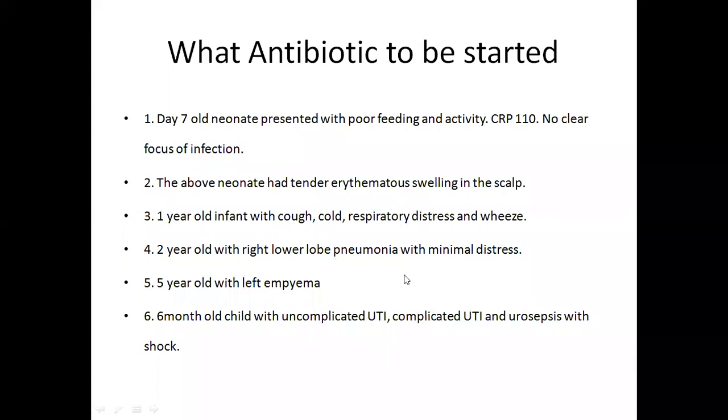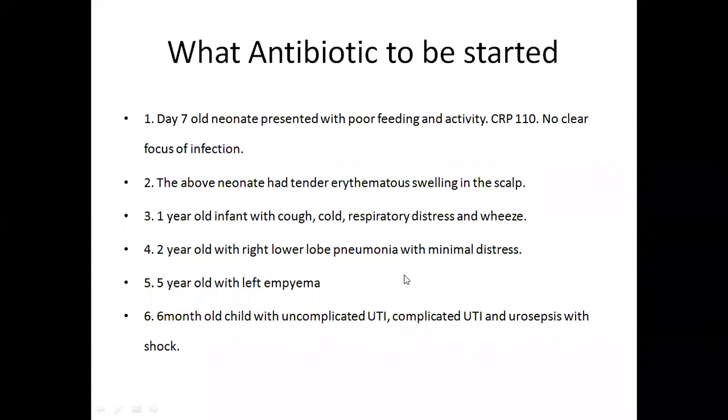So then you have a child with right lower lobe pneumonia with minimal distress. A 2-year-old child, not needing oxygen also. Definitely we need to start, sir. Okay, what antibiotic? I need to cover gram positive. Okay. So gram positive means what are the bugs you are targeting? In a 2-year-old kid, streptococcus. Yeah, streptococcus is the majority. Then staph also you have to think. Yes. Okay, so what is the drug of choice?